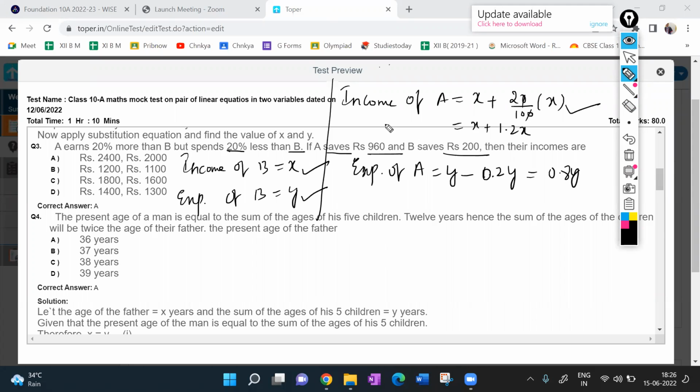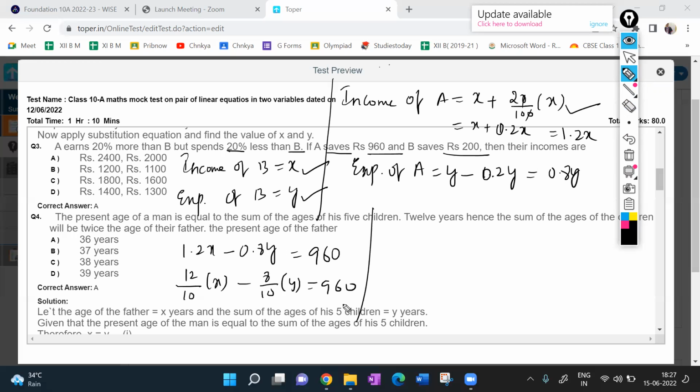A saves 960, right? So can I write 1.2 times X minus 0.8 times Y equals 960? A's saving is income minus expenditure. Whatever is your income minus your expenditure is savings. So 12 by 10 of X minus 8 by 10 of Y is equal to 960, right?